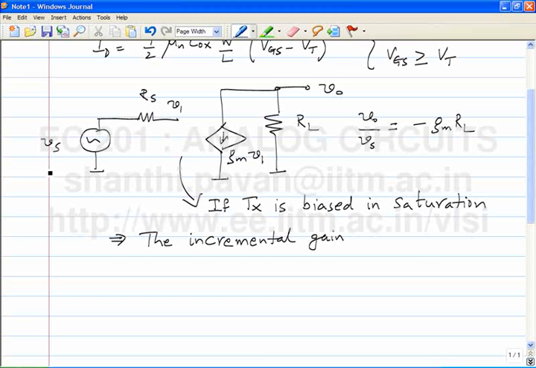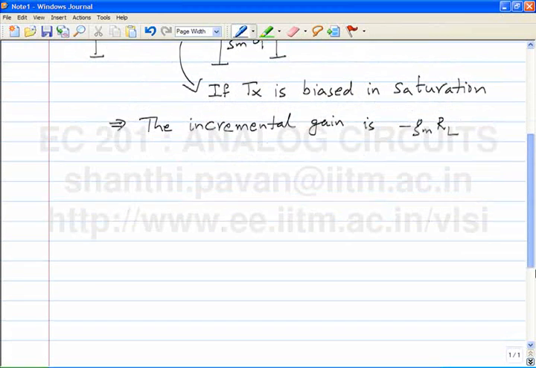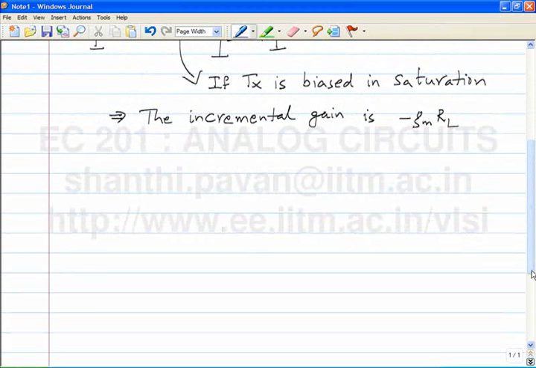Does this make sense? And sure enough, the incremental gain depends on the operating point. How does it depend on the operating point?